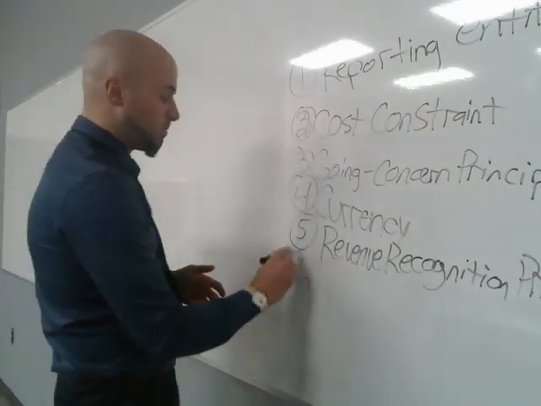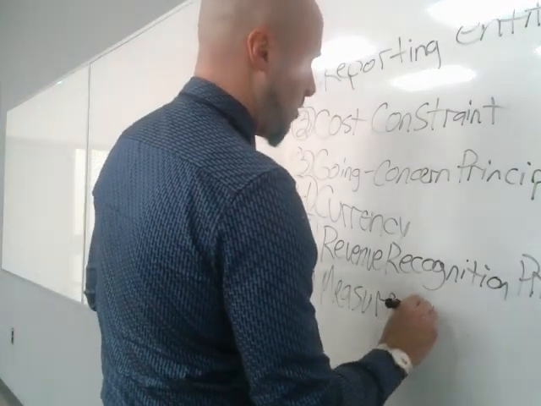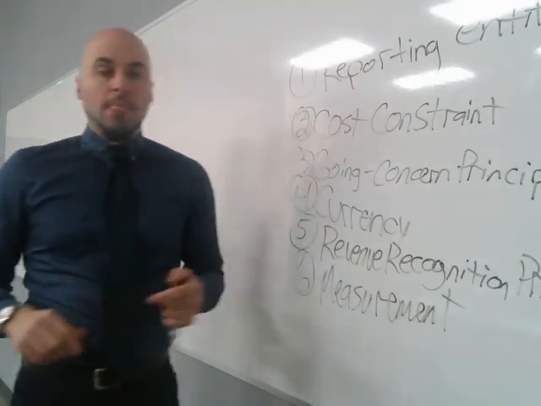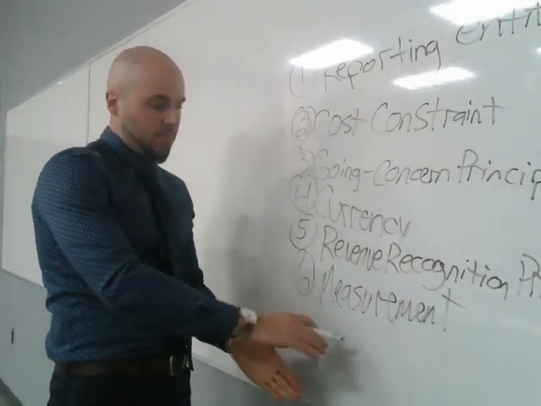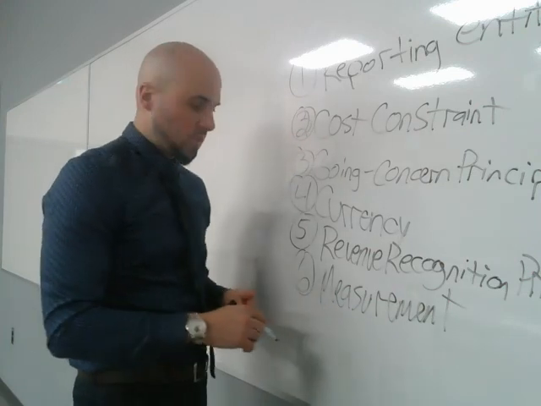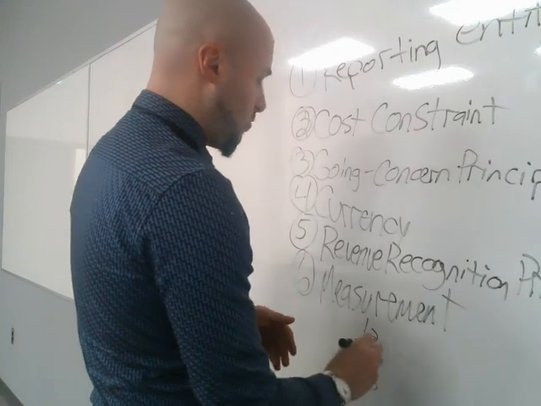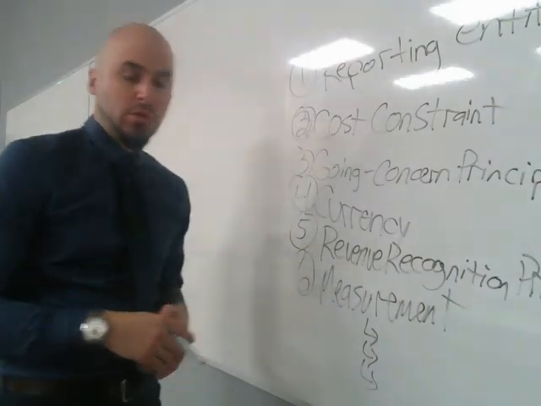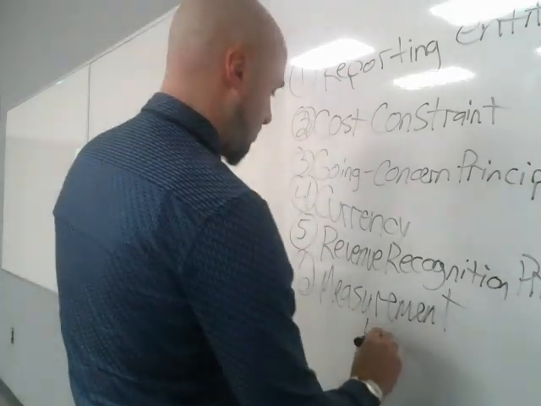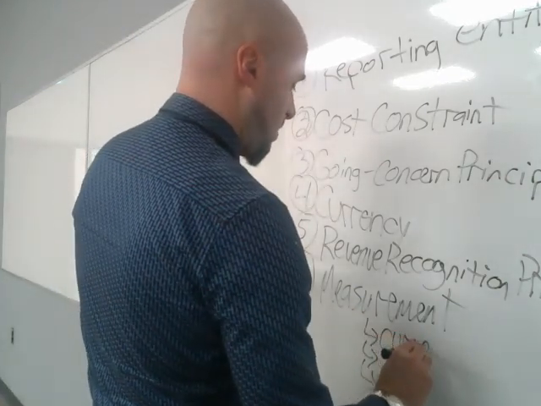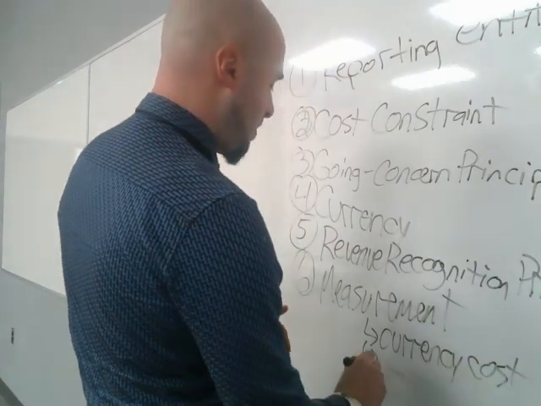Number 6, measurement. Okay, what are we talking about with measurement? Measurement has 3 aspects to it, 3 kind of sub-topics, okay? We can call them, what do you want to call the first one? Currency cost. Okay, we can do that. Currency cost, the second one.